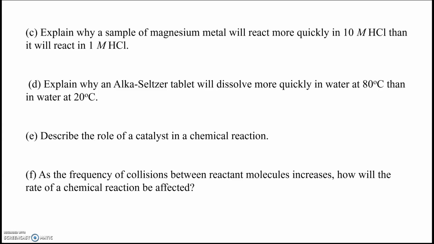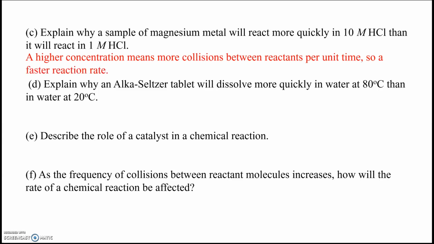A few more questions describing these factors that affect the rate. Part C, explain why the sample of magnesium metal will react more quickly in 10 molar hydrochloric than it will in 1 molar. Well, the more reactants you have physically present, then the more reactions that occur per unit time, which means a faster rate.